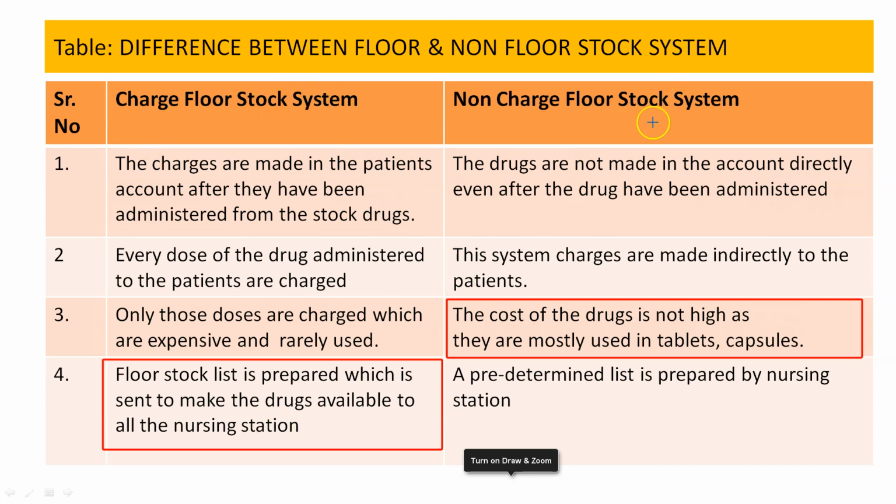In the non-charge floor stock system, a predetermined list is prepared by the nursing station. What happens in the non-charge floor stock system? A well-determined, that is predetermined, list is prepared by the nursing station, with all the things that have to be added and kept. This is the difference between the charge floor stock system and the non-charge floor stock system.